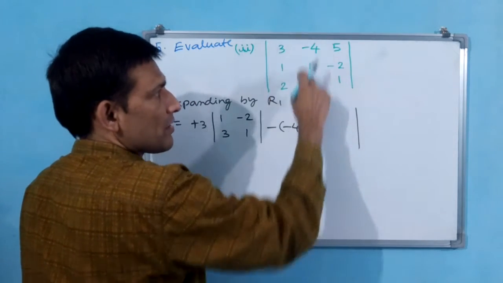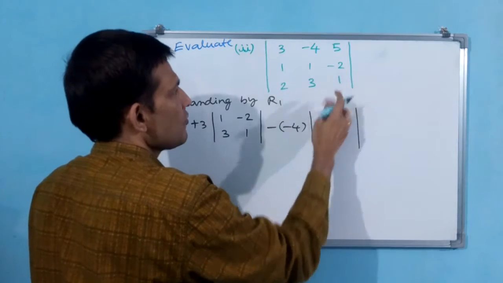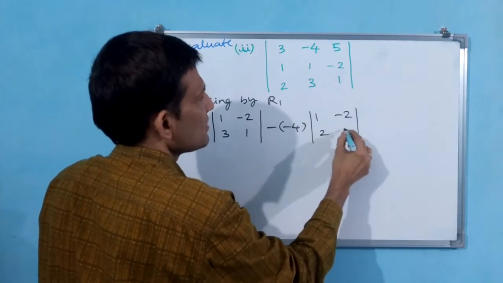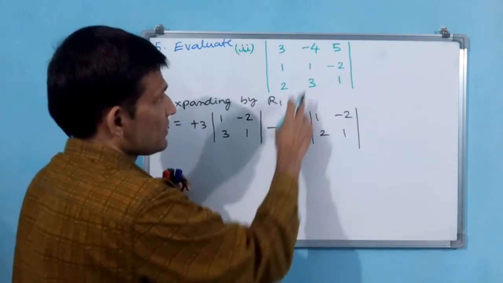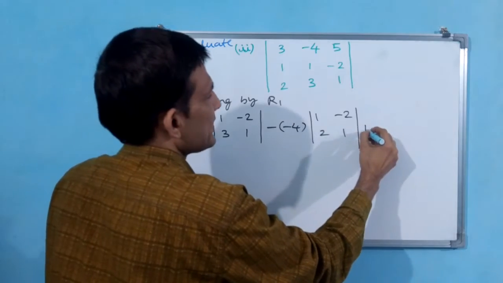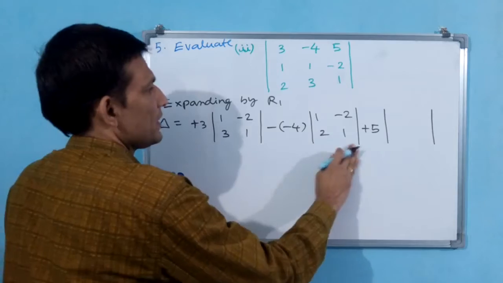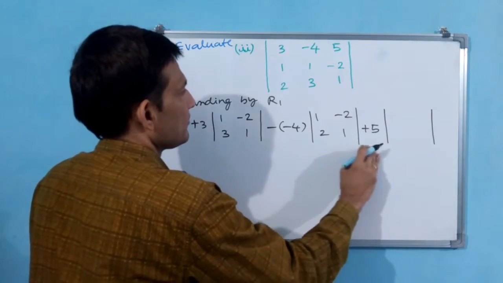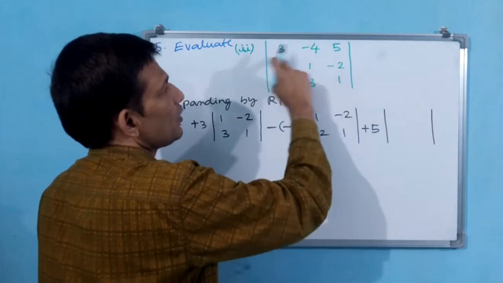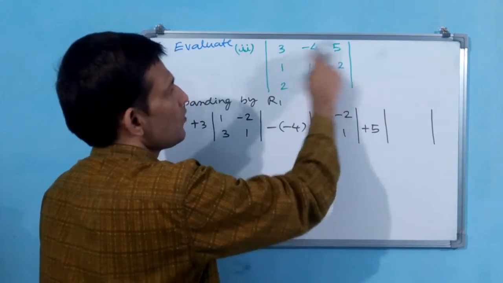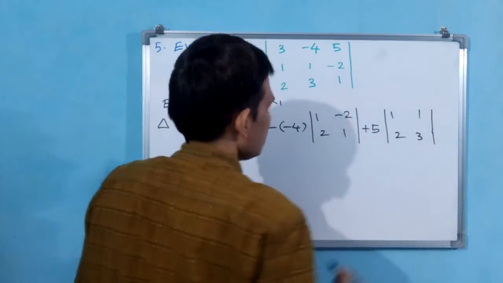See, this is in R1 and column 2. Then this column 2 we have to close. Then 1, minus 2, 2, 1. This is in the second one. Then you take this one also, plus 5. Why? Because row 1 we have to complete, finish. Okay, plus 5 you take. Then close this row 1 and column 3. Row 1, column 3: 1, 1, 2, 3.